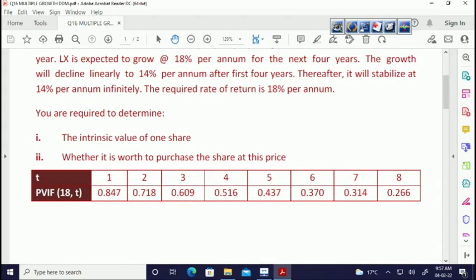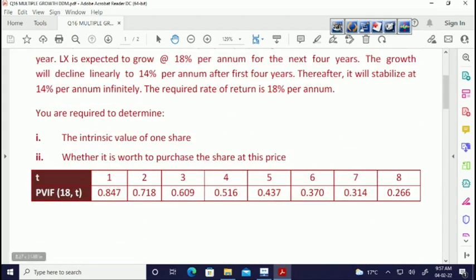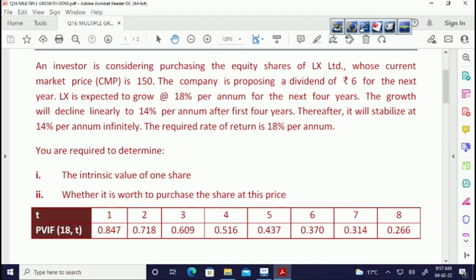So this is very, very easy stuff. I'm just speaking it out verbally. What is D1? D1 is 6. So 6 into 0.847, that shall be the present value of D1. Next, D2 is 6 into 1.18 into 0.718. That's the present value of D2.